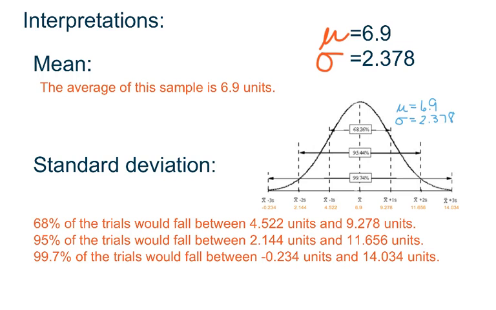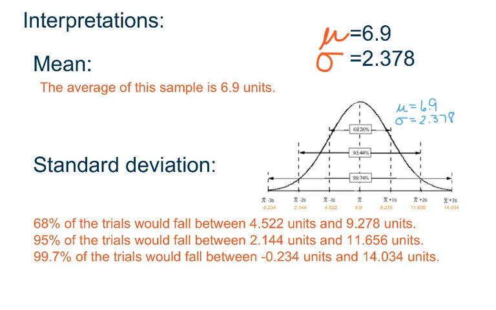So we just say that the average of the sample is 6.9 units. This sample of 10 numbers. This is a finite distribution as opposed to the probability distribution, which is kind of like infinite and theoretical. There aren't a set number of trials to be drawn.